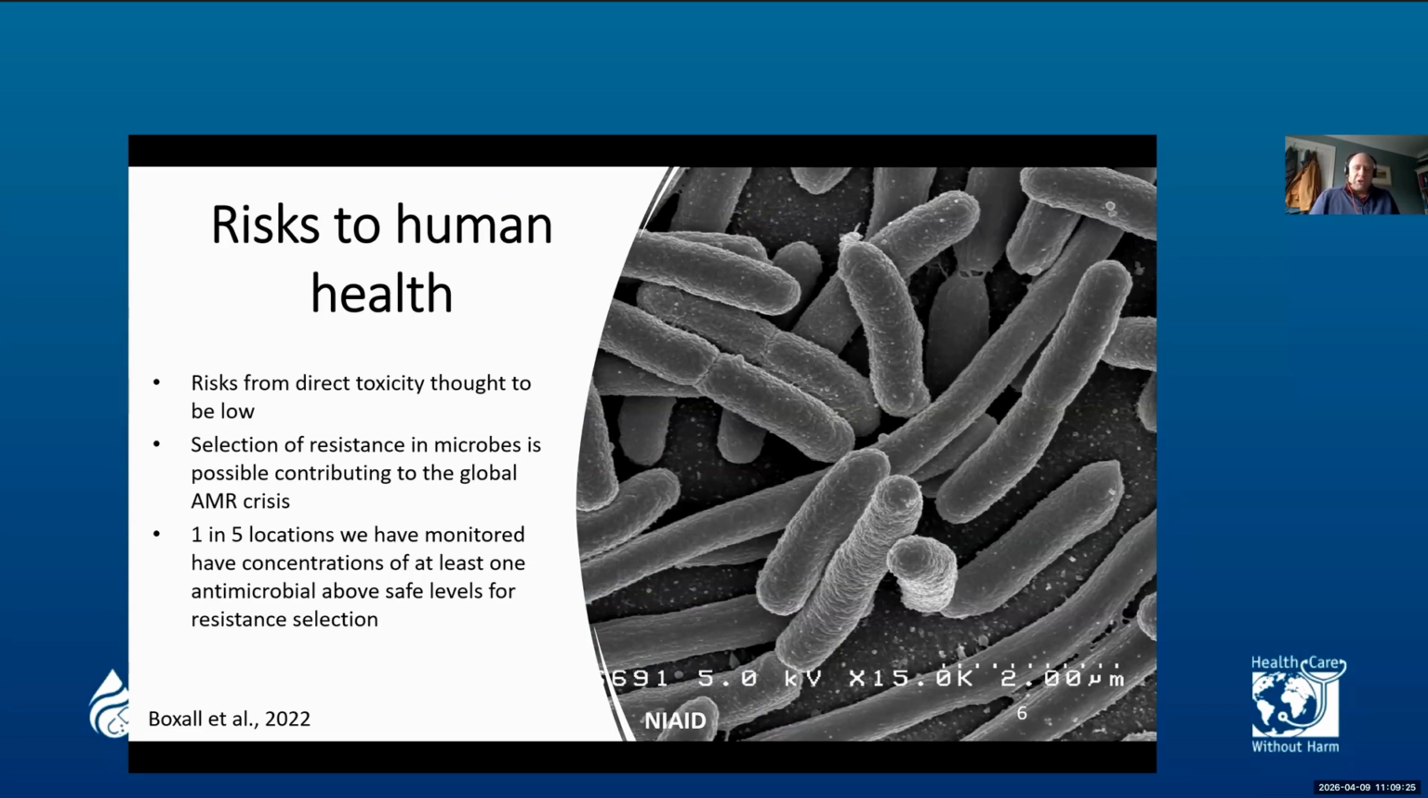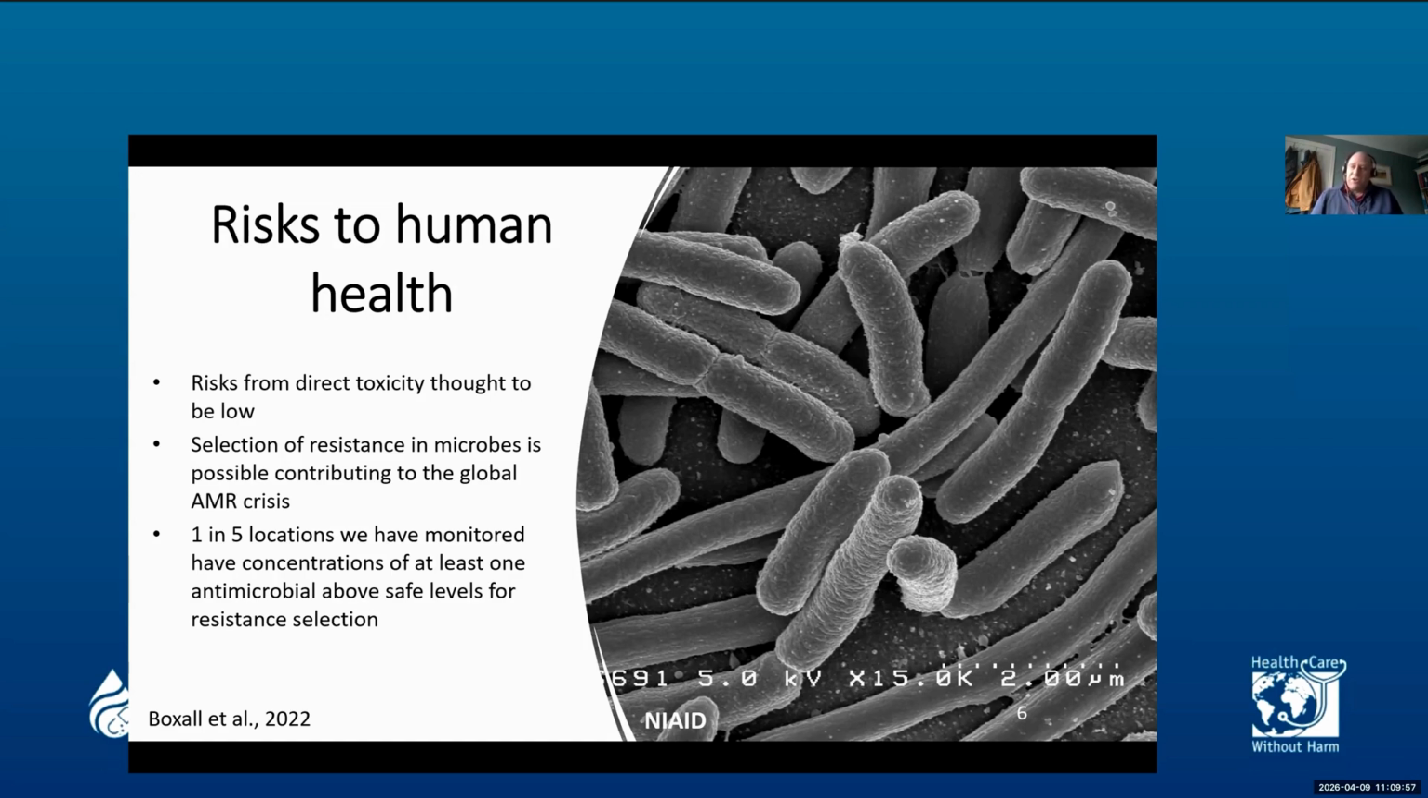When we take information on levels that have been proposed by industry that are safe for resistance selection, and we compare those levels with the monitoring data that we've obtained, what we find is that 1 in 5 locations around the world have concentrations of at least one antibiotic that we think are high enough to select for resistance in bacteria. So this certainly indicates that the environment is probably an important contributor to the AMR crisis.